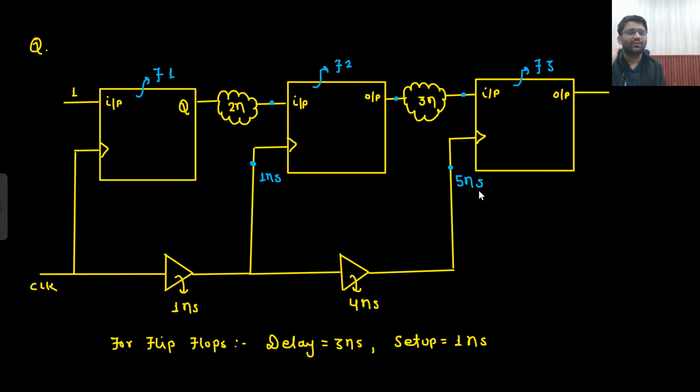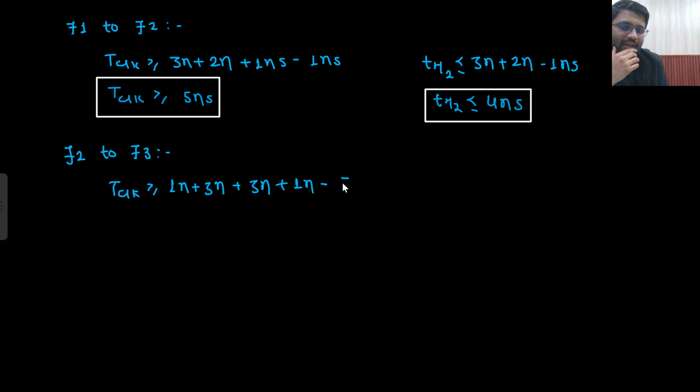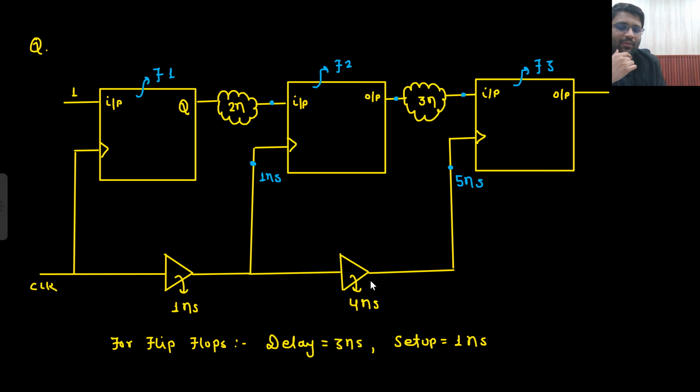This was the beauty of this question. That clock is reaching here after a delay of 1 nanosecond plus 4 nanosecond, that means after a delay of 5 nanosecond. So here I will be subtracting 5 nanosecond. This is the most important part. A lot of people will be saying, sir, this is the skew. No. The clock is reaching here after how much time? 5 nanosecond, 1 plus 4.